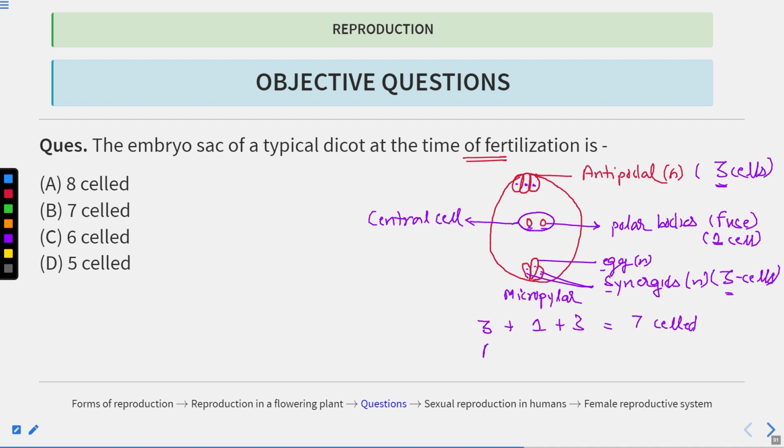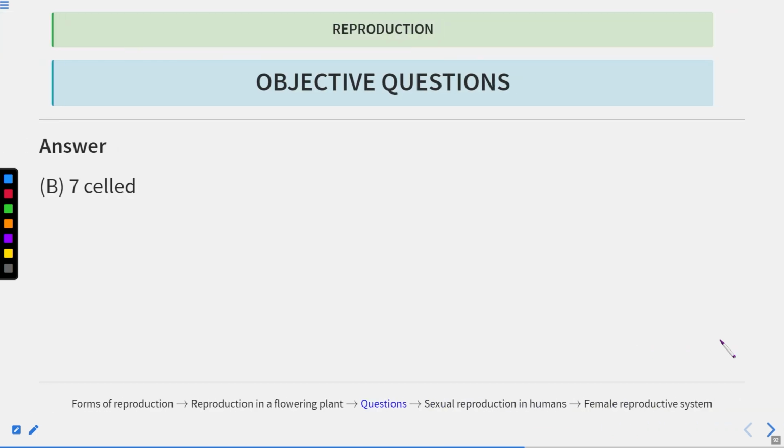Okay, 3 antipodals, 1 will be the central cell, which consists of 2 polar bodies, and these 3 cells will be 1 egg cell and 2 synergids. Clear? Which gives us 7 celled, or we can say 8 nucleated. If we talk in terms of nucleus, then it should be 8 nucleated. Clear? So the answer is option B, 7 celled.